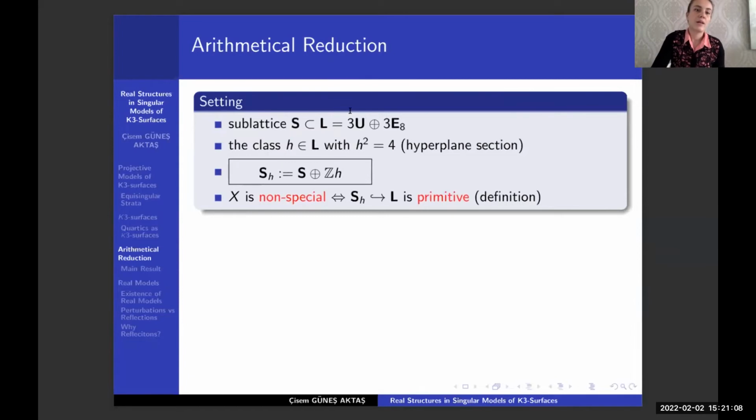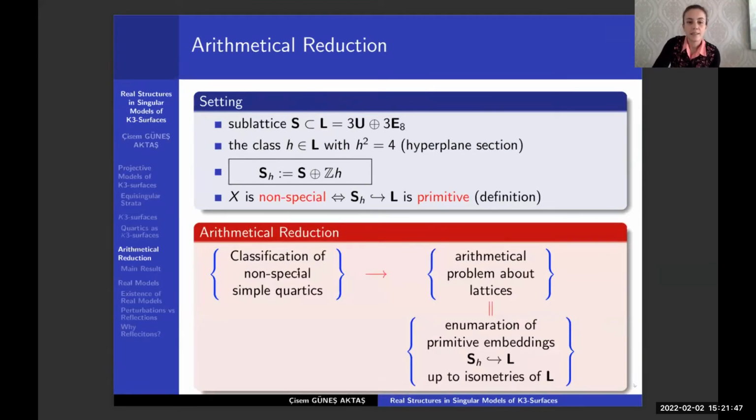Here is more setting to understand how I handle my classification problem. So this is our sublattice on the arithmetical side. Then on this lattice L, we also have this hyperplane section. Then we will consider these two together like this, and I will be dealing with this lattice now. My surface X is called non-spatial if this embedding is primitive. So now I am restricting my attention to the non-spatial quartic surfaces. Okay, and this is my problem, classification of non-spatial simple quartics.